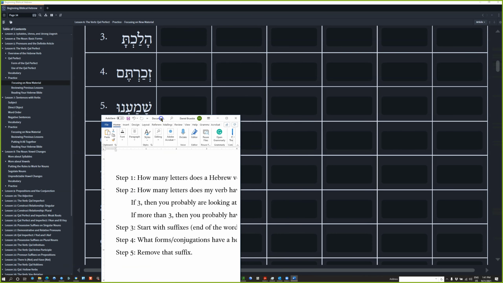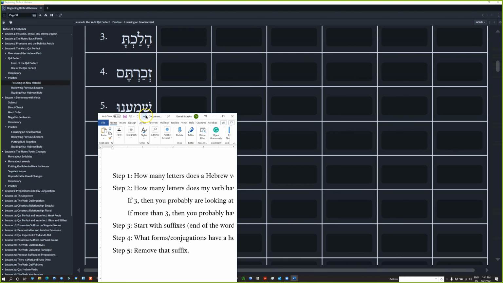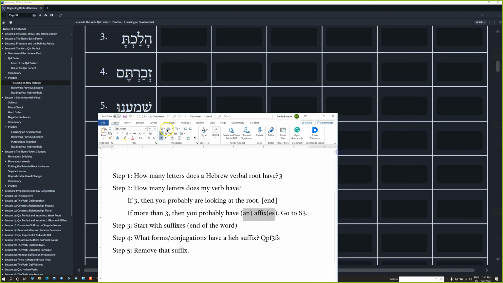So let's do that here in number 5. How many letters does a Hebrew verbal root have? 3. How many do I have? I have 5 again. So I've obviously got something added to the root. I'm going to start at the end. Start with my suffix. What conjugations do I know of that add a shurik to the end? Well, there's 2. One is just a shurik. That's the Qal Perfect 3CP.